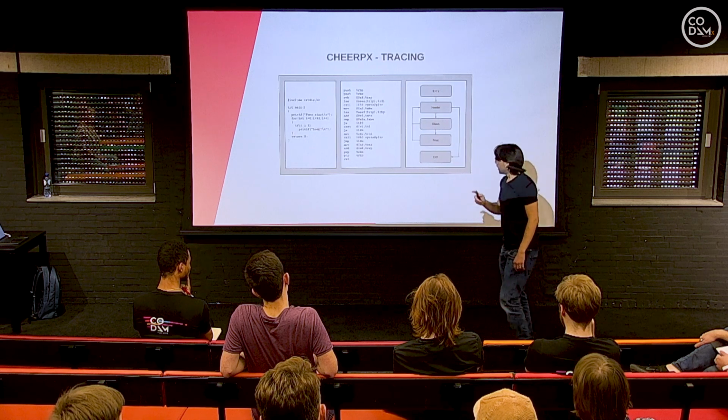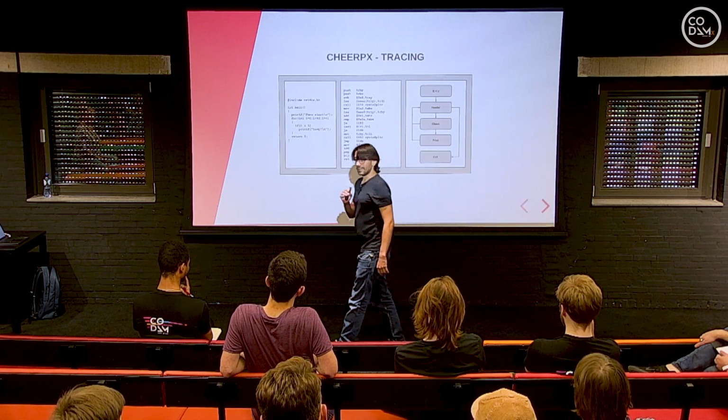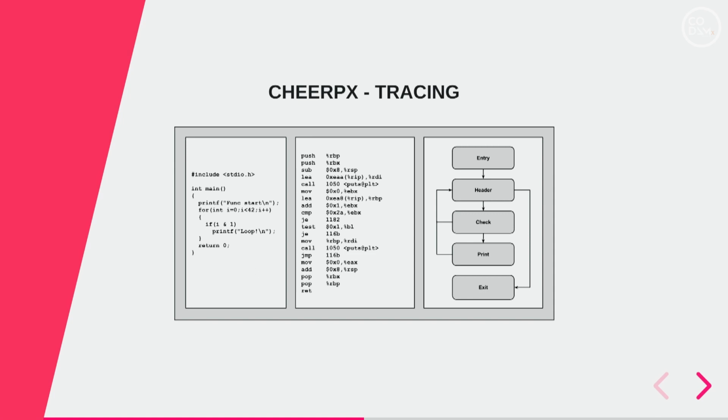Now, let's discuss a little bit about how the interpreter works. On the left, there is a small test case that prints a message in the entry block of the main function. Then a for loop starts, and this loop will iterate a bunch of times, and 50% of the time will print a message, and the other 50% of the time will not. Remember that CheerpX is not able to see this code. This code is ours. What CheerpX will see is the binary code that you have in the central column.